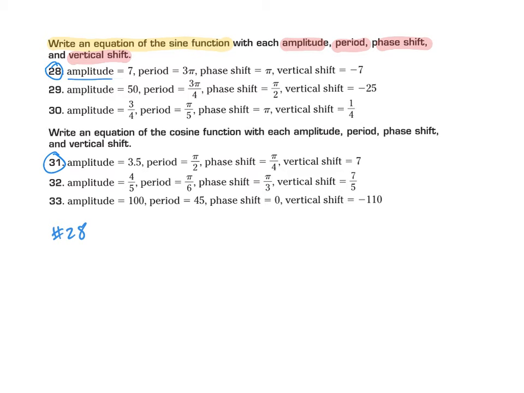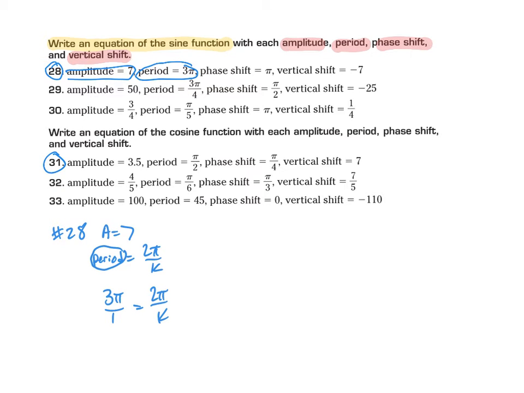The amplitude is easy. They gave it to me, so I know A equals 7. I'm going to use the period to find out what letter k is. Normally the period equals 2 pi divided by k. I'm going to put their period right here and then solve for k. So one way to do that is put the 3 pi over 1, so I can have 2 pi over k.